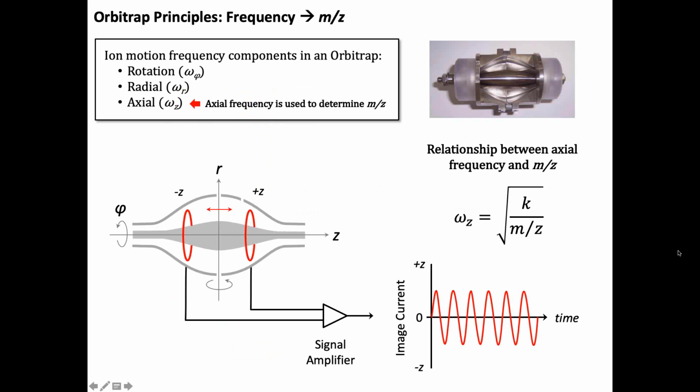That's shown in this expression here, where the axial frequency is equal to the square root of some constant k divided by mass to charge. Okay? So the k is a lot bigger, obviously a lot more things go into that. But in essence, the higher the frequency, the more measurements you have per unit time. Yes, sir? So the frequency being measured is the going back. Exactly. It's going back and forth.